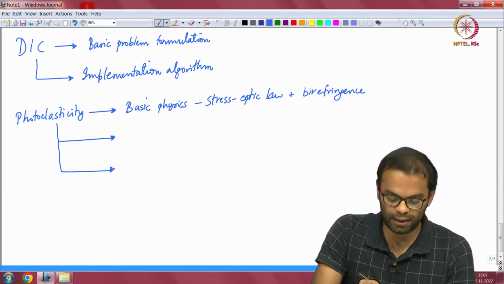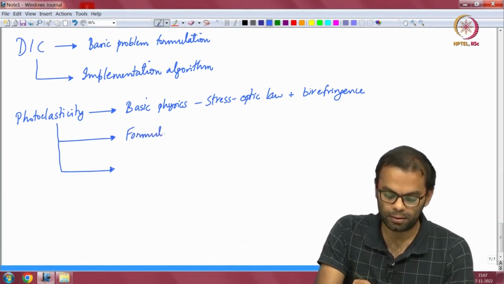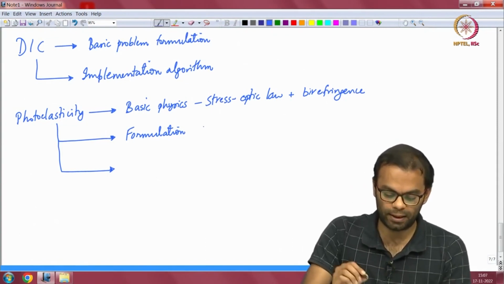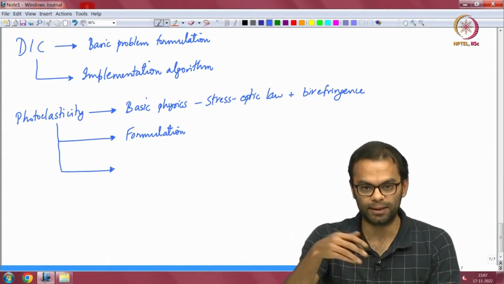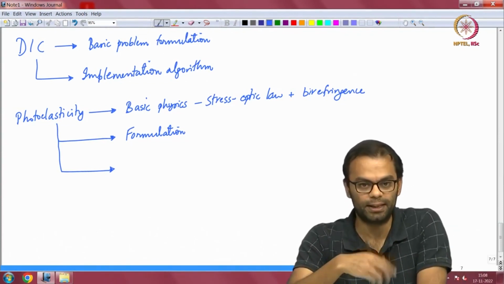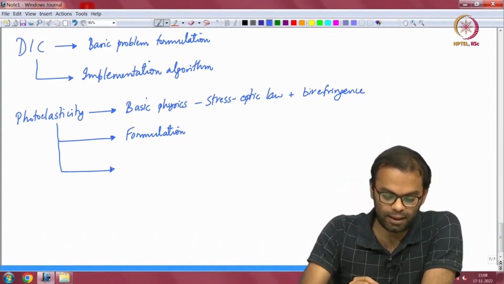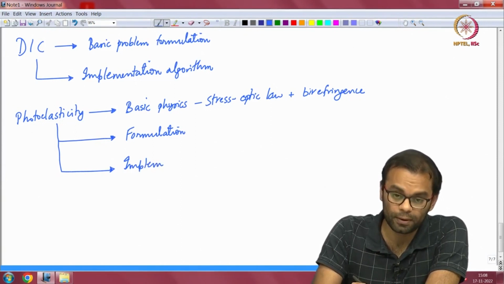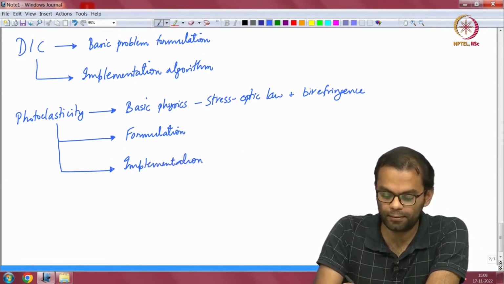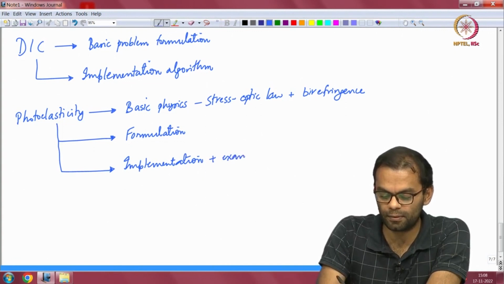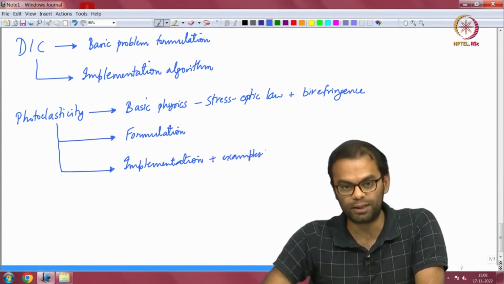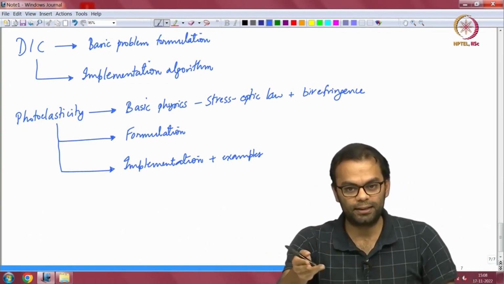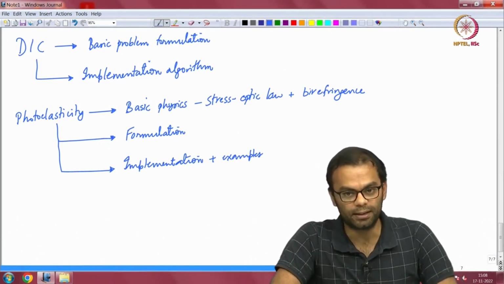Then following that we will have a formulation, and I will show you how to derive the equations, basically quarter wave plate, half wave plate, things like that. We will discuss all of that here, and then I will show you an implementation plus some examples of how you can actually use them for a very specific problem. Again, the hope is that at the end of this you understand the basic idea behind photoelasticity and how you can implement it on your own.